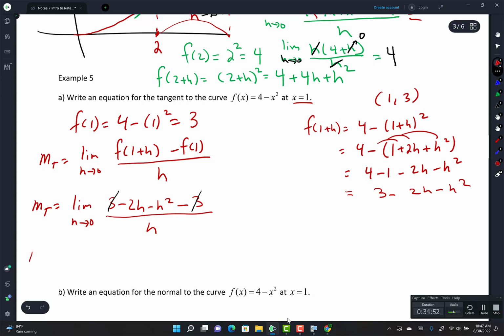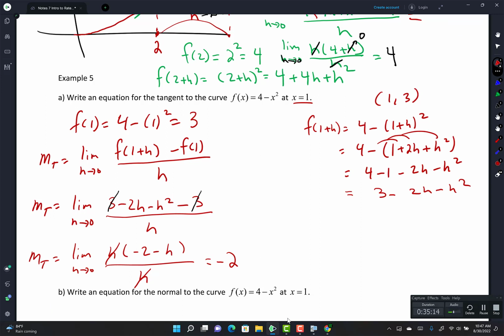So I'm going to write one more time: limit as h approaches 0. Here's my h factored out: negative 2 minus h, all over h. What's going to cancel? Now can I do direct substitution? What is my slope? Negative 2. I have a point and I have a slope.